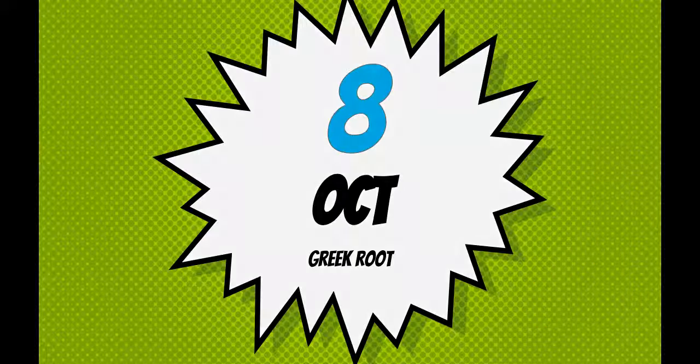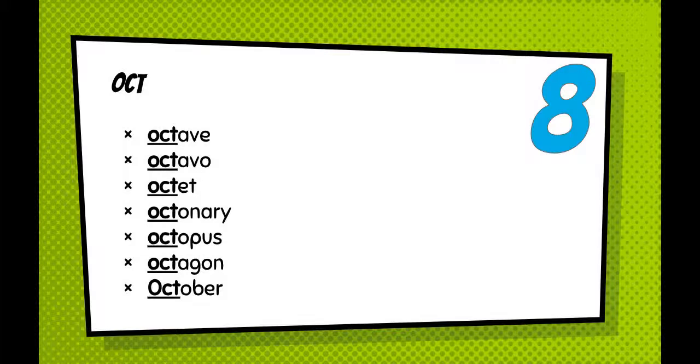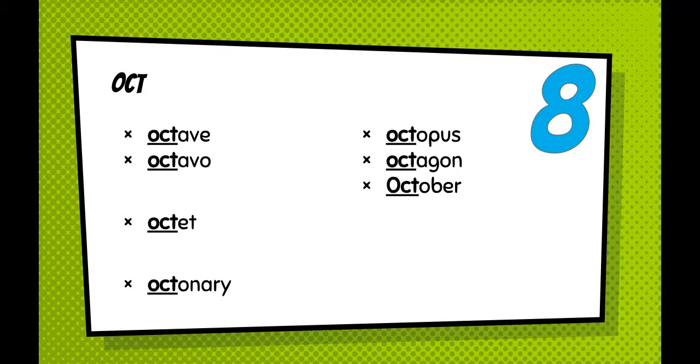Oct is a Greek root that means 8, and your words are octave, octavo, octet, octenary, octopus, octagon, and October. So octave and octavo are related. Octave, octavo. They have OCT, and then AV, and then an E or an O. So that might be a way to remember those.